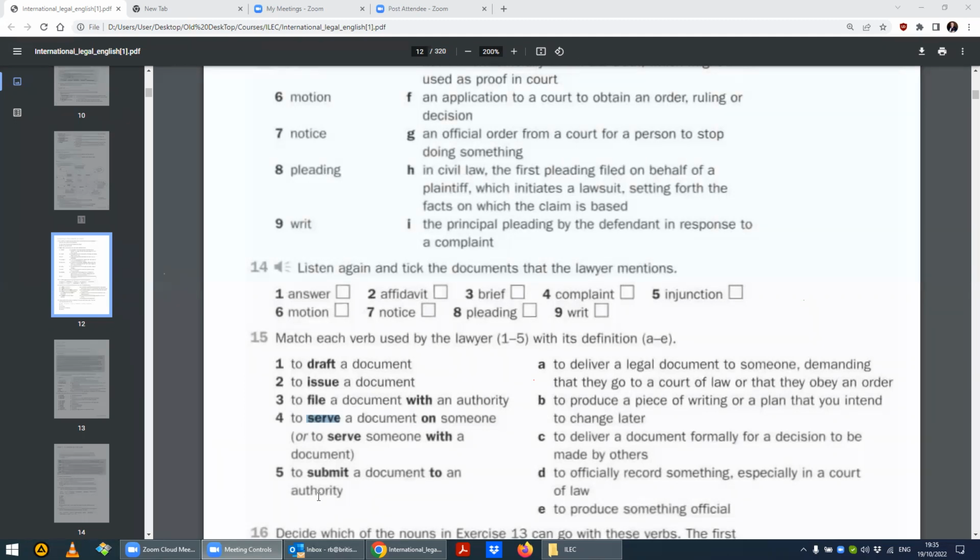It is to submit a document to an authority. To submit. A decision is going to be made by others. So we rely on the others. We will submit to their decision. So, Olga, good. It's 5. It is to submit a document to an authority.